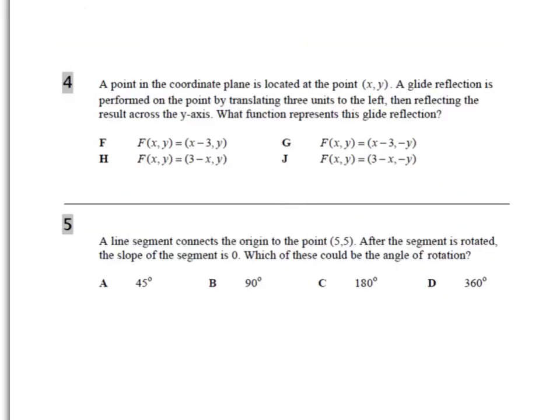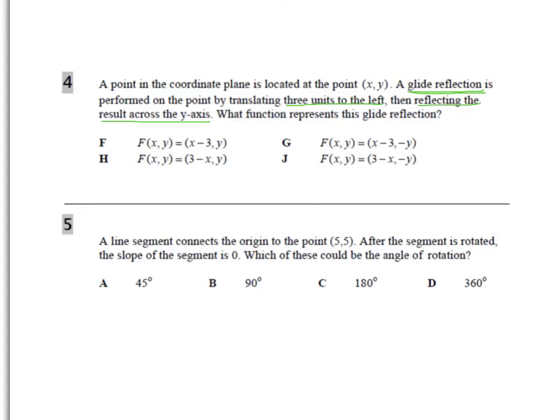Question number 4. A point in the coordinate plane is located at the point XY. A glide reflection is performed on the point by translating 3 units to the left, then reflecting the result across the y-axis. So we're translating 3 units to the left and reflecting the result across the y-axis.